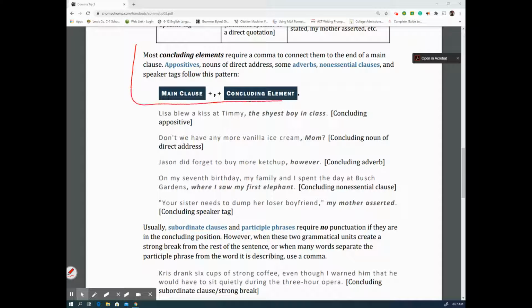Okay, so please give yourself this information here. Most concluding elements require a comma to connect them to the end of a main clause. So appositives, nouns of direct address, some adverbs, non-essential clauses, speaker tags, and of course other stuff. They follow this pattern. So you got main clause, comma, followed by the concluding element. And again here, the key skill is identifying what the main clause is, right? If you can find, okay, there's my main clause there, and oh look, they stuck in an appositive on the end, well, they're going to be using a comma to separate the appositive.